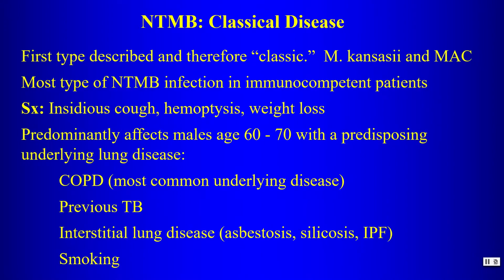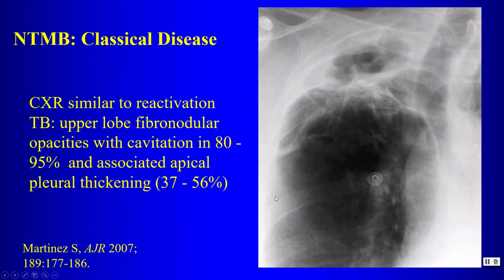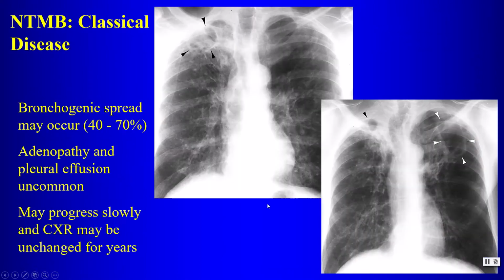These patients can have insidious cough, hemoptysis, weight loss. Predominantly affects males, elderly males with predisposing underlying lung disease like COPD. That is the most common underlying lung disease associated with this. So the chest radiograph looks similar to reactivation tuberculosis with upper lobe fibronodular opacities and cavitation, and these patients may also have pleural thickening. So with classical disease, they can get bronchogenic dissemination.